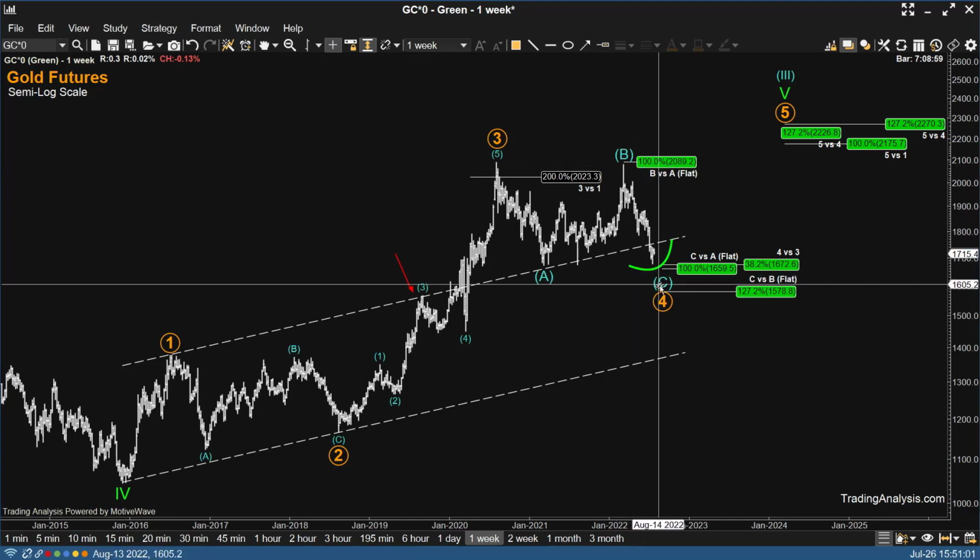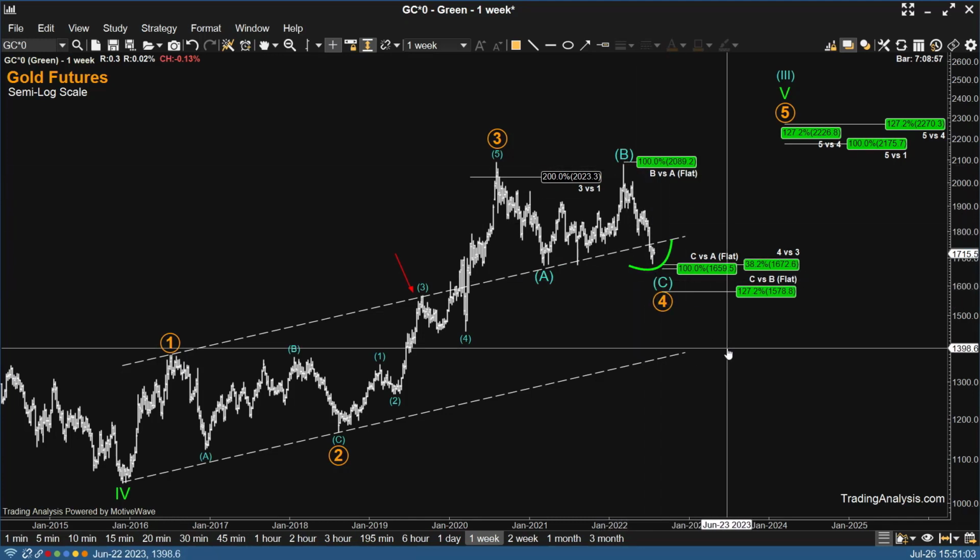Before we take a look at the decomposition of the blue C wave, I first want you to note the levels of interest. And those levels of interest include 1672.6, which is a 38.2% Fibonacci retracement of the orange third wave break higher.